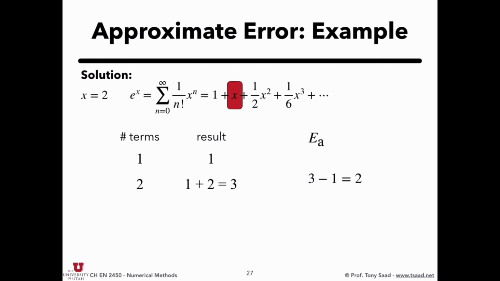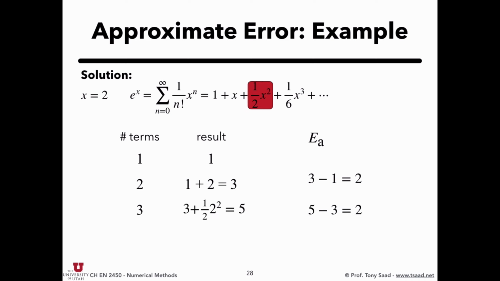So that gives us the value of 3. Now what is the approximate error? It's the current approximation minus the previous approximation. Correct? So that's 3 minus 1. And that's equal to 2. Whatever that means, okay, because this is not a relative error, all right?